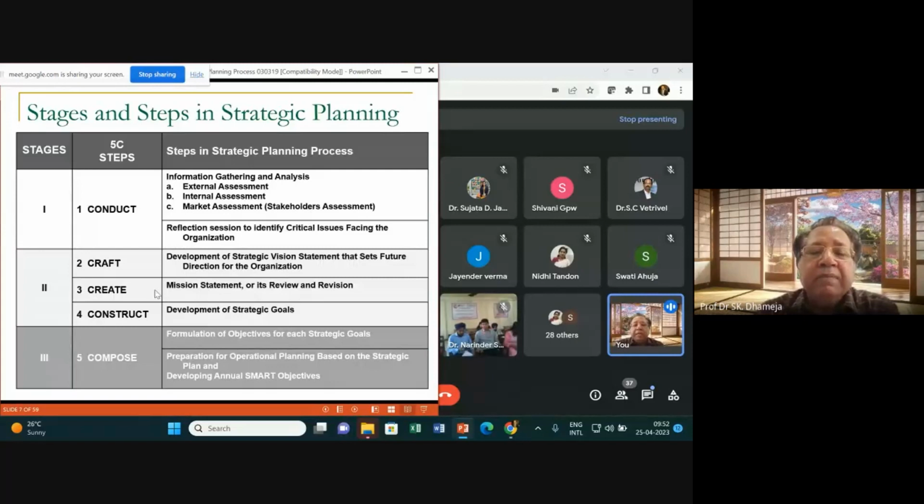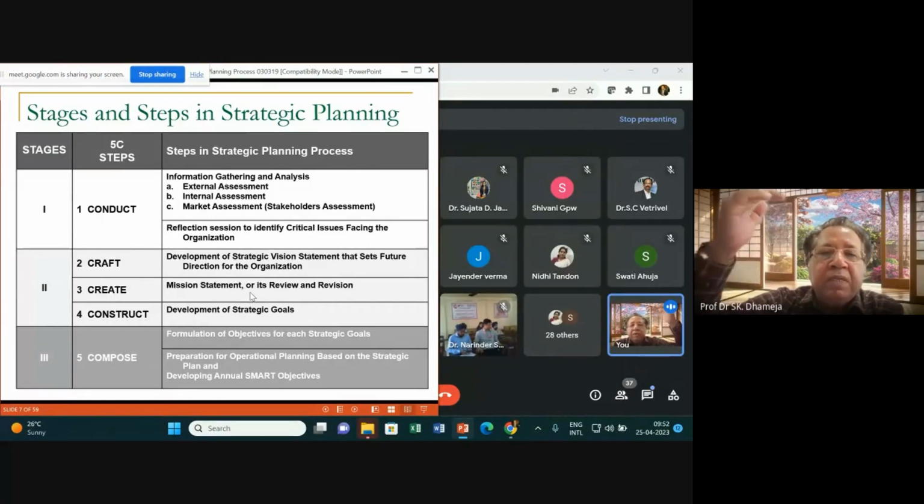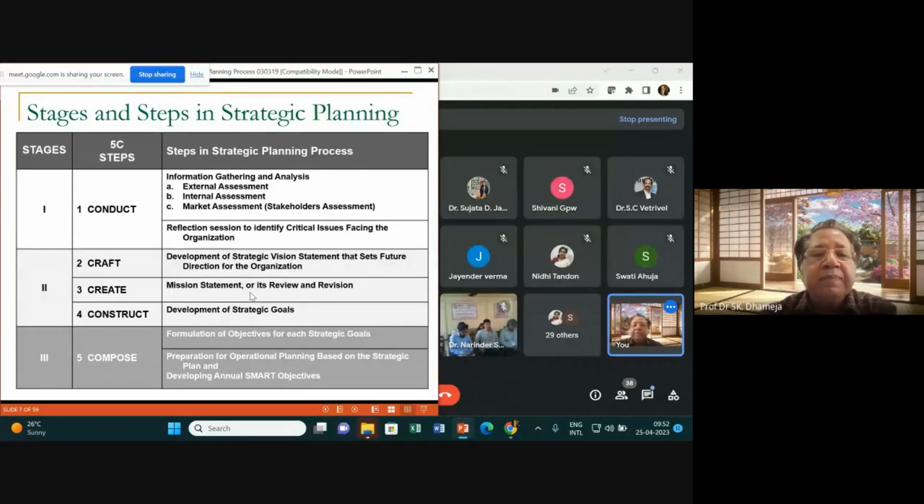Third is create a mission statement or its review and revision. In case it is being done for the very first time, you will create a mission statement, keeping the vision in your mind. So how to implement that vision? You have to write a mission statement. Mission is nothing but implementation of the vision basically. So if it is done for the very first time, you will create a mission statement. If it is already there, then you will review or revise that statement.